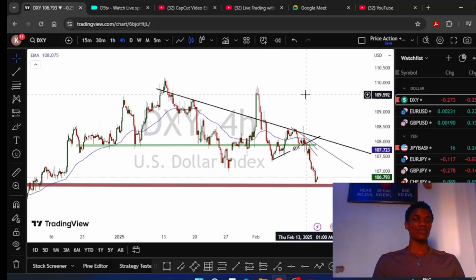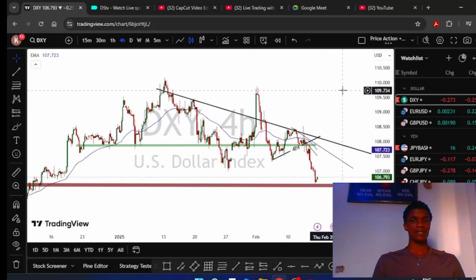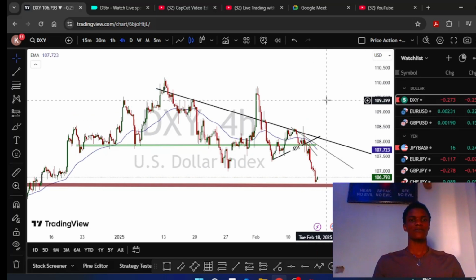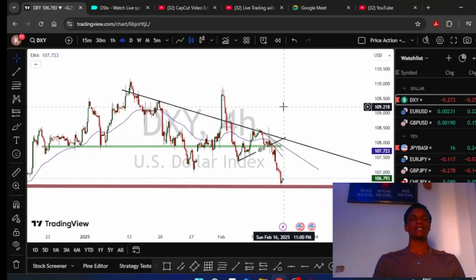The only thing you can see me do is trade counter trends, that is trading against the trend. Probably I see some possible buys for the Euro USD and GBP, just maximize 1:2 and get out of the market. But other than that, we should be looking to be selling the market. So that is it for the DXY.